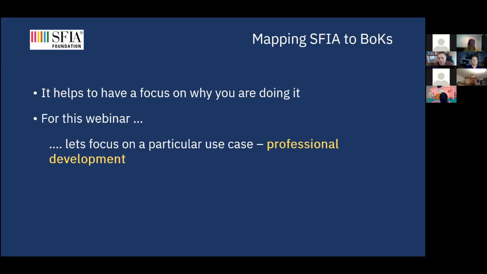So what we thought about for this one is, if I delve into some detail about professional development, using that as a typical use case for Sophia and bodies of knowledge, that might be a way to explore and expand on some of the opportunities for this, and find out what would be useful in the mapping. So that's what the next slides are.